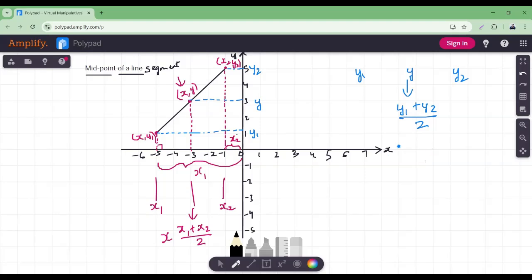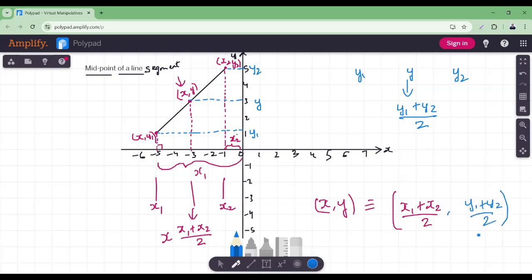It is true. So how can we give a midpoint? The midpoint of a line segment, for points x comma y, can be given by x1 plus x2 by 2, comma, y1 plus y2 by 2.